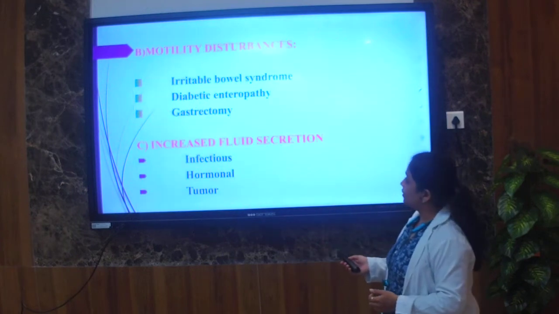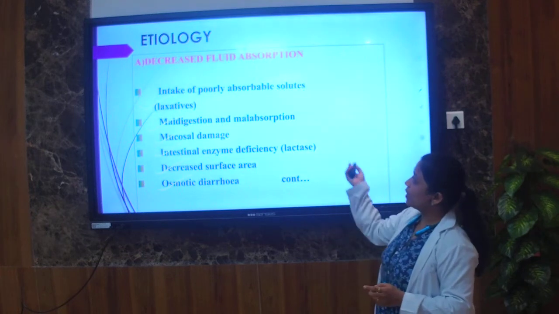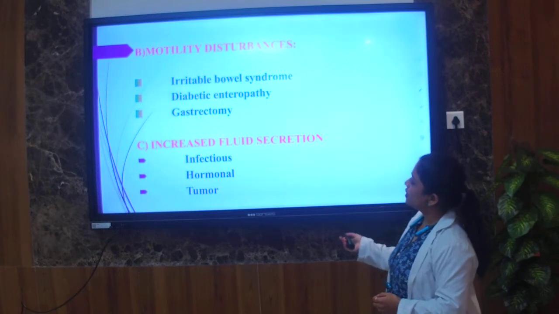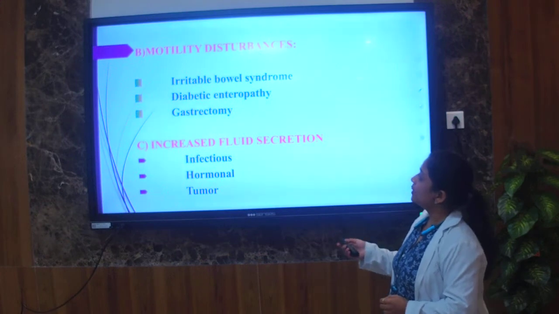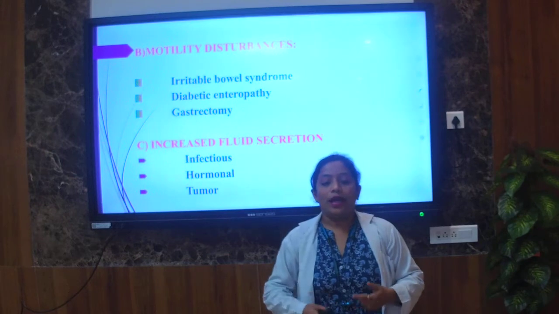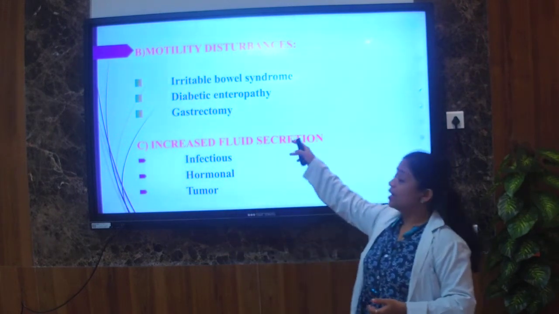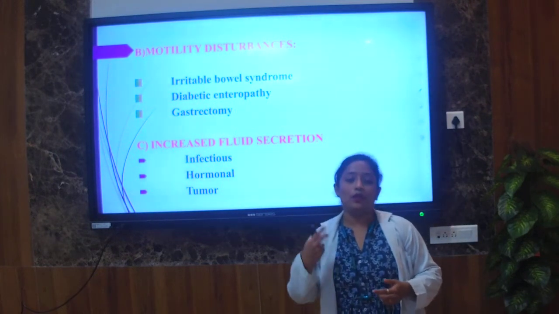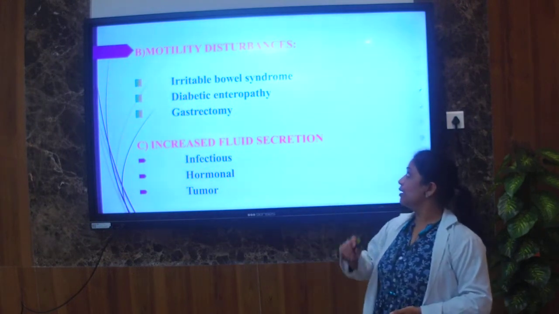Let's see the next one. First we saw the decreased fluid absorption. Second, B, is motility disturbance. C is increased fluid secretion. Okay, let's see B, that is irritable bowel syndrome. When there is irritability in the bowel, if the bowel is not going well, that also creates this. In irritable bowel syndrome, if you often have diarrhea, or always have loose stools, that is also responsible for this irritable bowel syndrome.